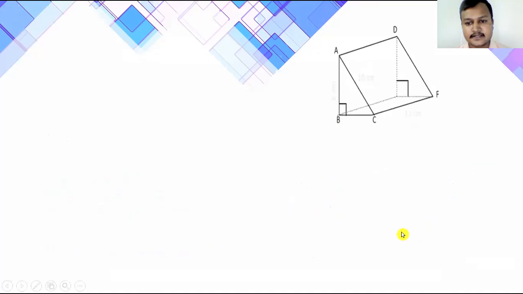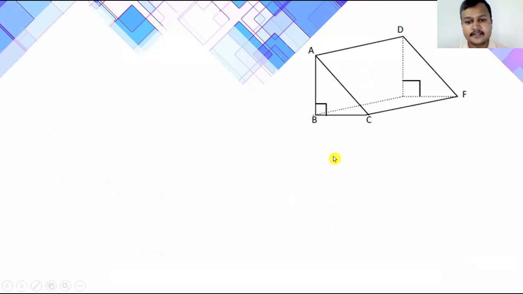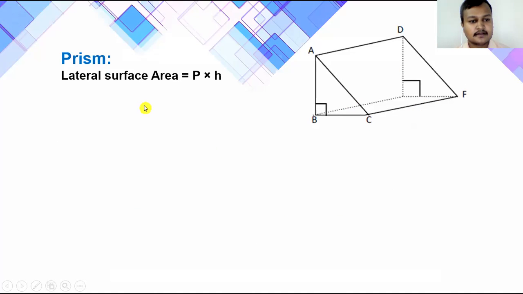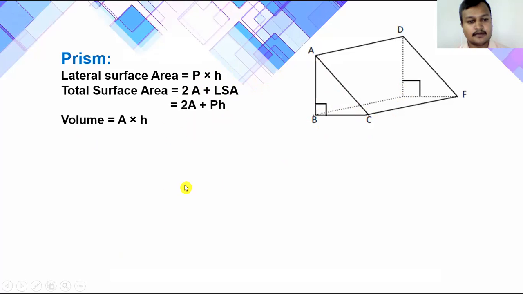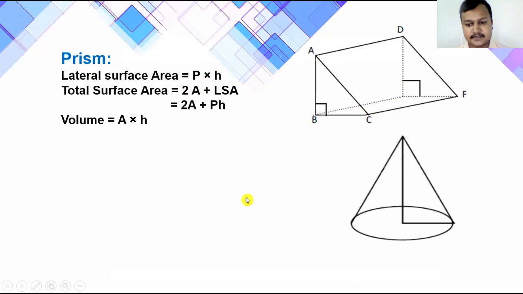After knowing about the figures, again here is a prism and we are going to discuss about formulas related to prism. Lateral surface area is perimeter of triangular base into height, that is A plus B plus C into H, sum of three sides into height, and total surface area of the prism is 2 into area of base plus lateral surface area. That means 2 into area of base plus lateral surface area, which is P into H. And volume of prism is A into H.